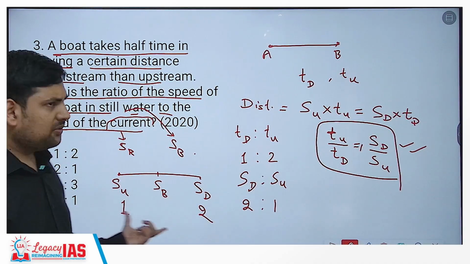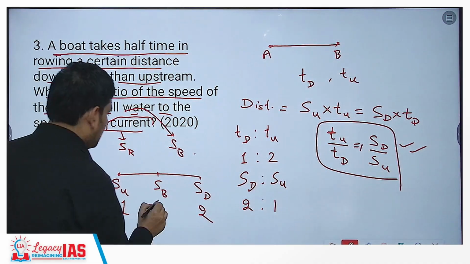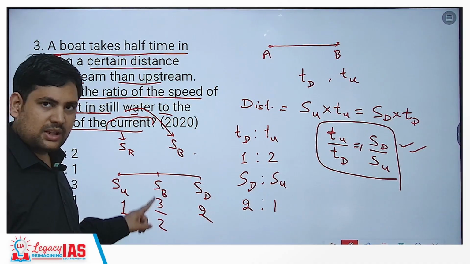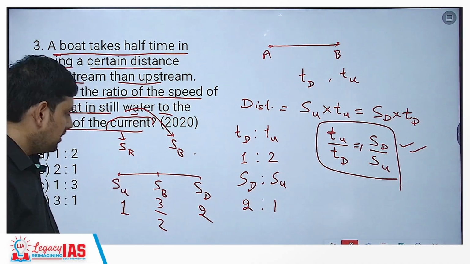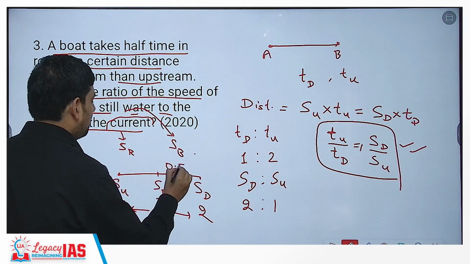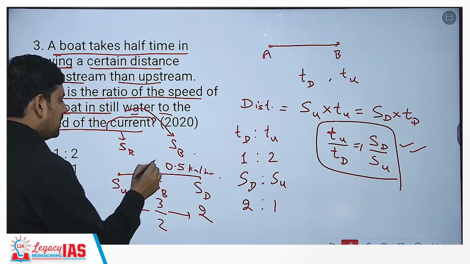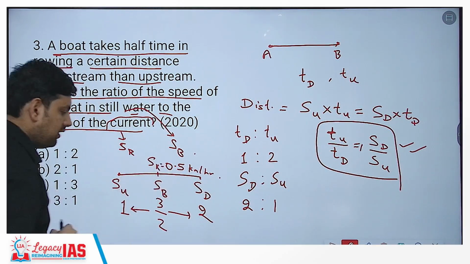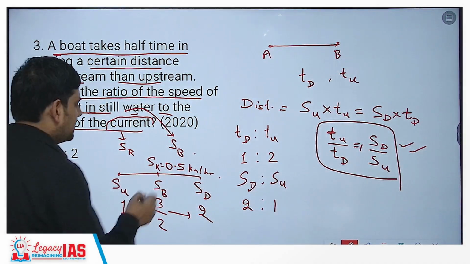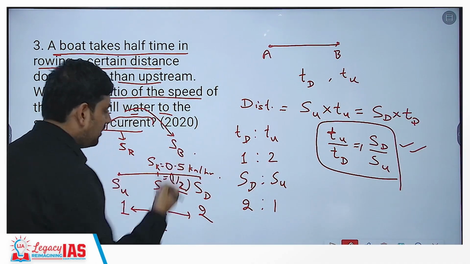So speed of boat will be what? This is 2, this is 1. Somewhere in the middle, exactly in the middle, that is 3/2. So if this is 3/2, then speed of river is what? You see the difference here or here. In both cases, you can see the difference is 0.5 kilometer per hour. So this becomes speed of the river. So now you have the speed of boat and speed of river. Let's write it as 1/2, whatever you like. So you write 1/2 or 0.5.